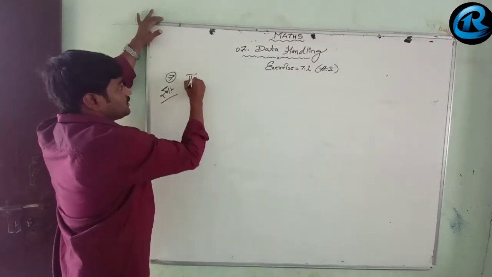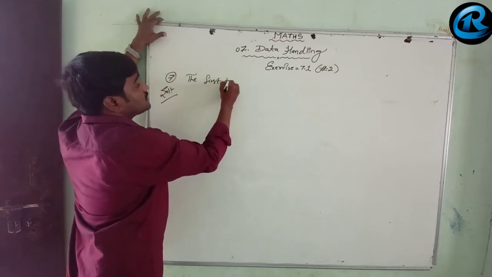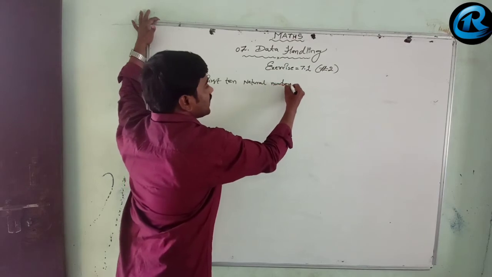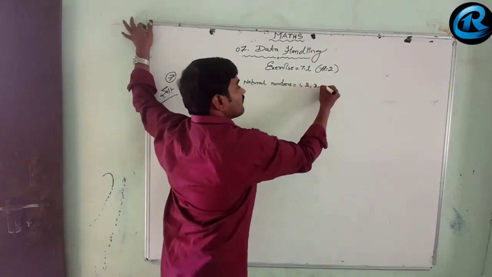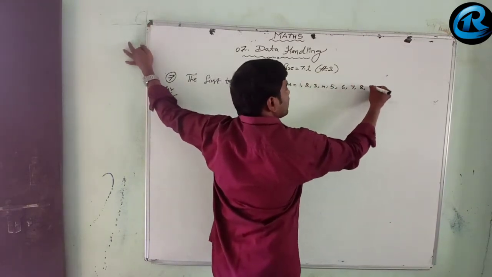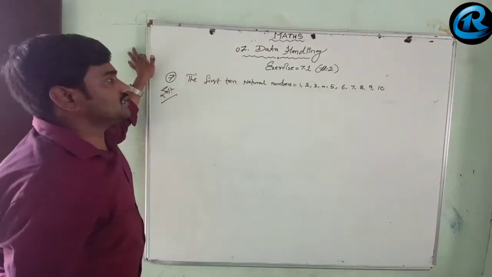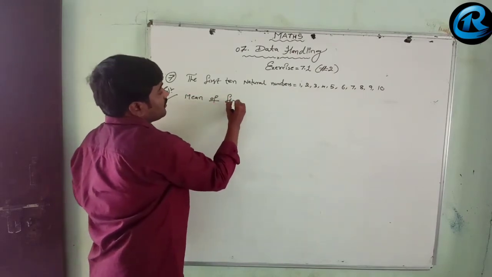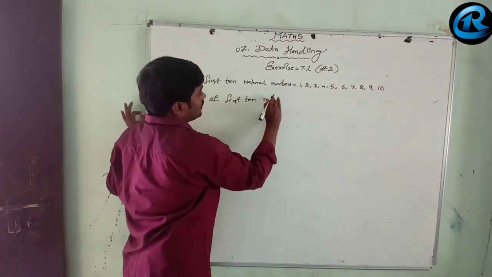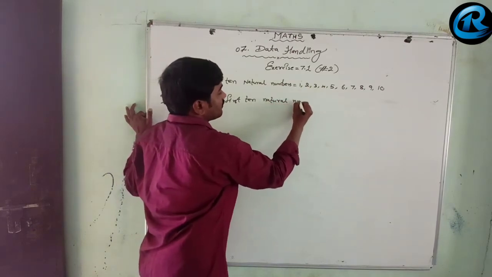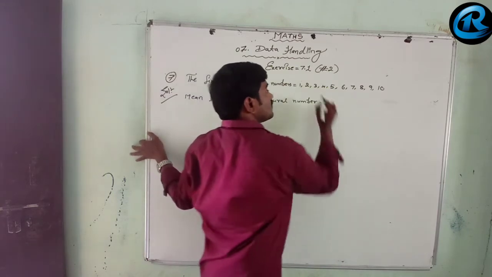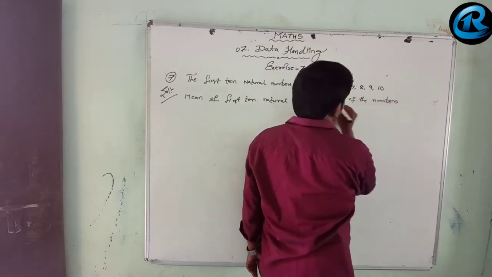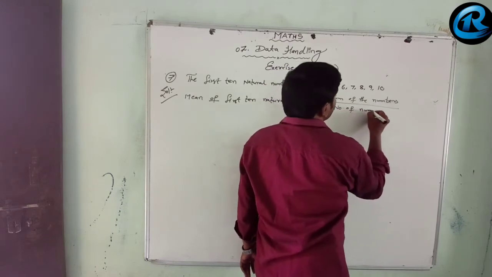First of all, let us add the first 10 natural numbers. First 10 natural numbers are 1, 2, 3, 4, 5, 6, 7, 8, 9, 10. These are the first 10 natural numbers. Then we'll find out the mean of the first 10 natural numbers. The mean equals the sum of the numbers by the number of numbers.